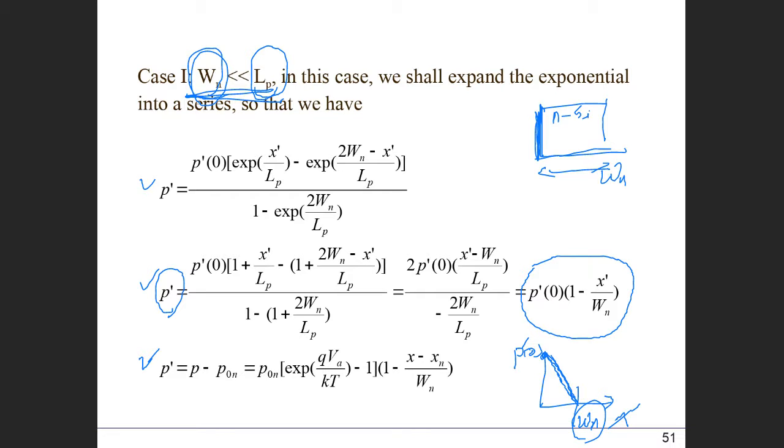We have this equation. So in summary, this tells us that depending on the location of the Wn, if the Wn is very far from this junction, then the carrier concentration is still following the exponential decaying. But when the Wn is very close to the junction, then that decaying is almost linear. So for these two special cases, we can have this particular solution for this minority carrier concentration.